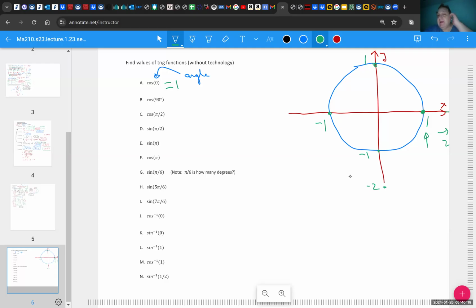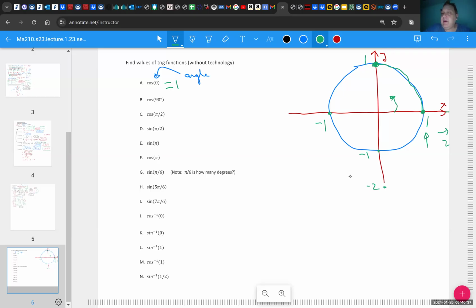What's the cosine of 90 degrees? Well, I have to rotate 90 degrees. We rotate counterclockwise because it goes into the positive direction instead of the negative direction. So we're rotating 90 degrees. 90 degrees is a right angle. So if we rotate 90 degrees, we end up right up here.